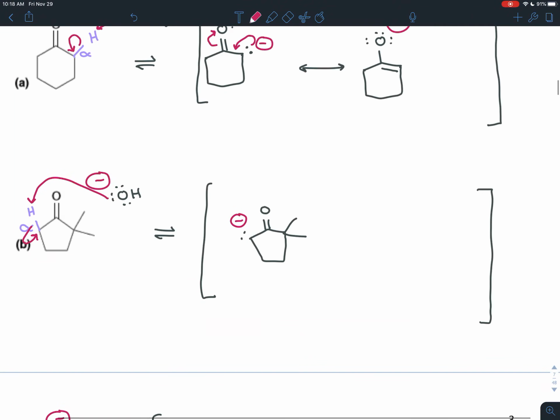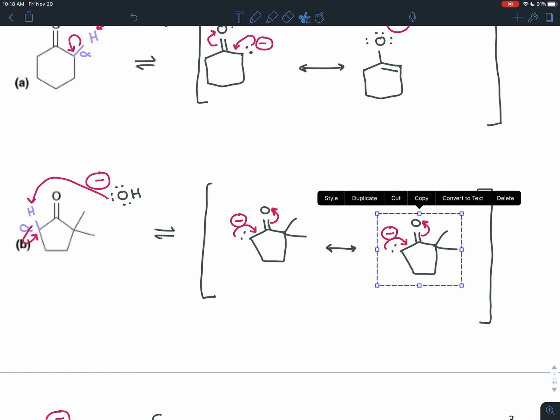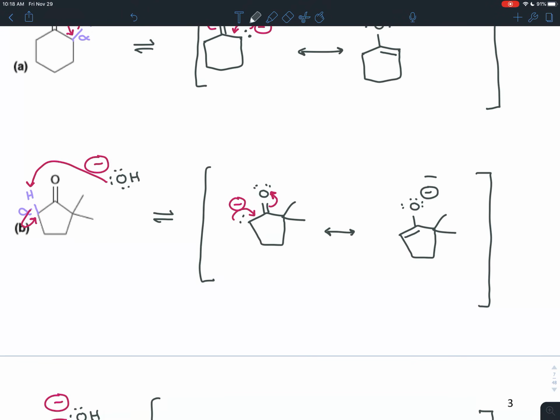So again, you have that allylic lone pair. To draw the other structure, the enolate, you draw the lone pair forming a pi bond toward the pi bond, and the pi bond forming a lone pair away from the incoming lone pair. And so you have your enolate.